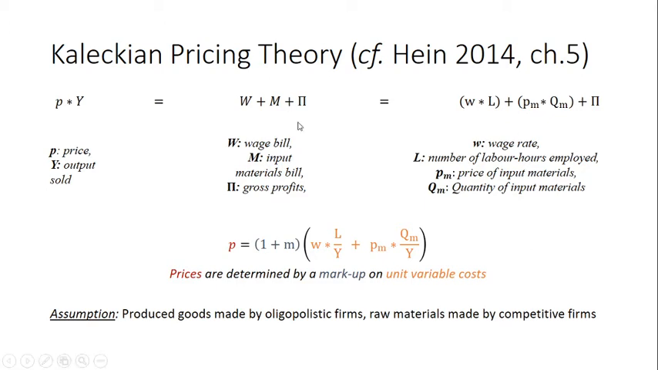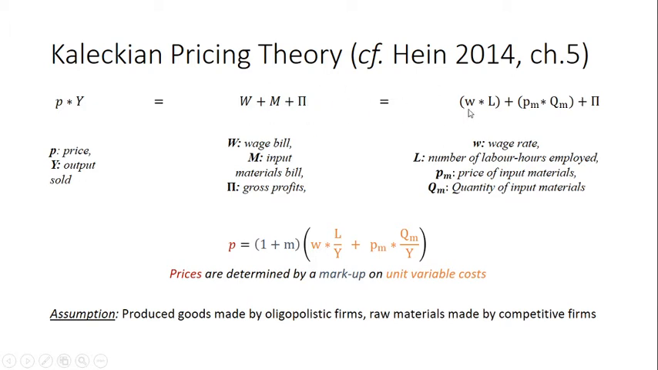Let's start with the simple observation that the revenue of a firm can be expressed as the sum of the wages it pays out, the cost of materials, and the gross profit residue. So here we have P is the price, Y is the output sold, and then we have the wage bill, materials bill, and gross profits. And let's break that down a little further.